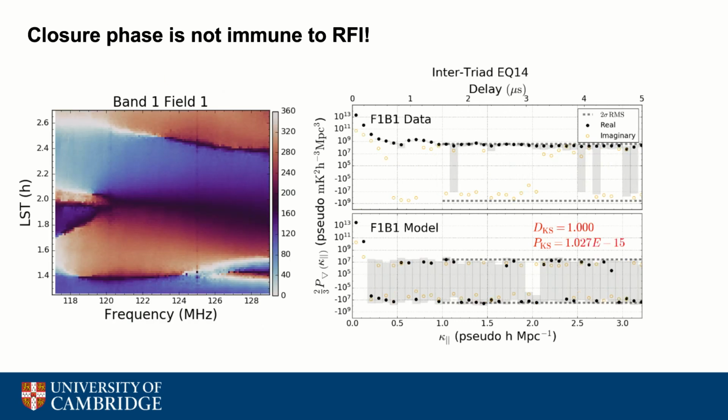So unfortunately, not all results look as good as the ones I just showed. So this is an example of band 1 data, which is affected by a narrowband RFI feature here at 125 megahertz. This feature is very persistent and therefore is not filtered out by our median averaging, and as a consequence the data cross-power spectra has a plateau at high delay modes, which doesn't average down as we add more data.